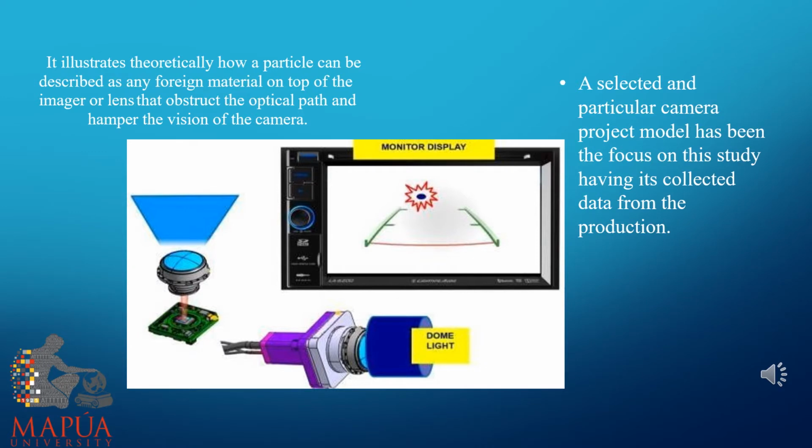As you can see here, I provided a picture or illustration for us to have a better understanding. This picture illustrates theoretically how a particle can be described as any foreign material on top of the imager or lens that obstructs the optical path and hampers the vision of the camera.